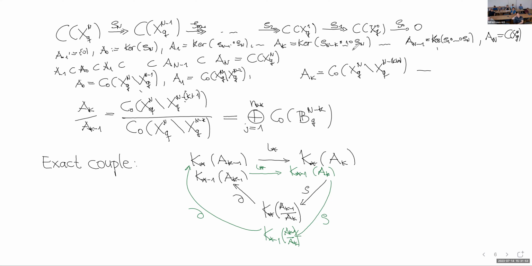But if we define T1, okay, we do. So if we define T1, so we skip this inclusion. We take the boundary map and then project down. Rho times delta. So where does it go?